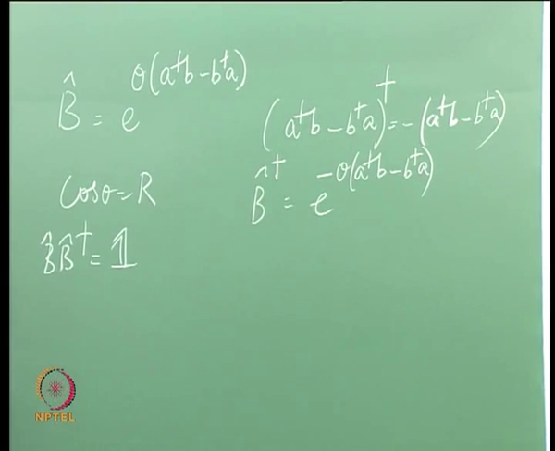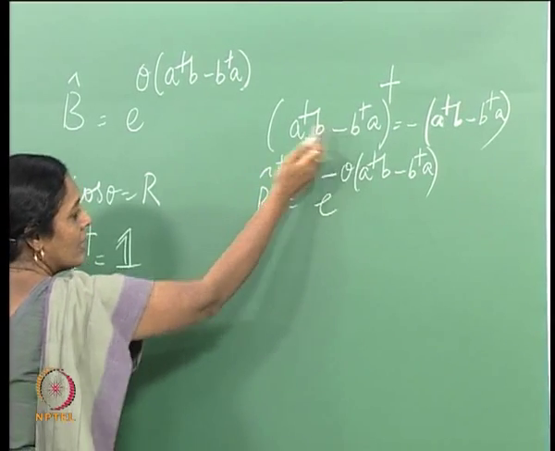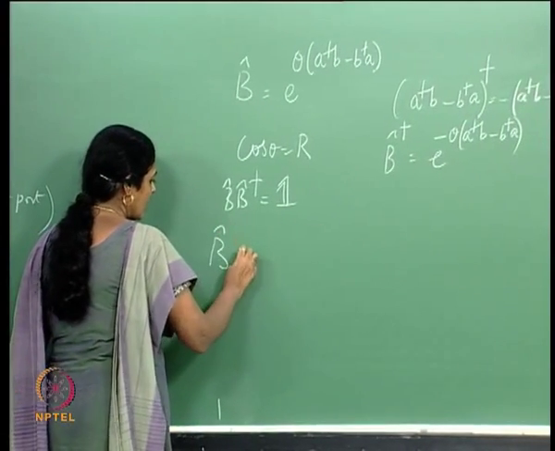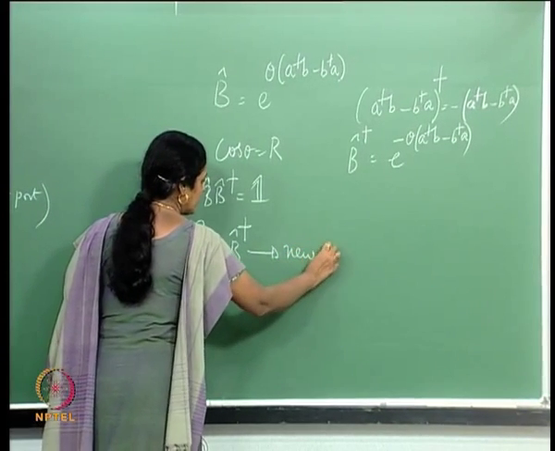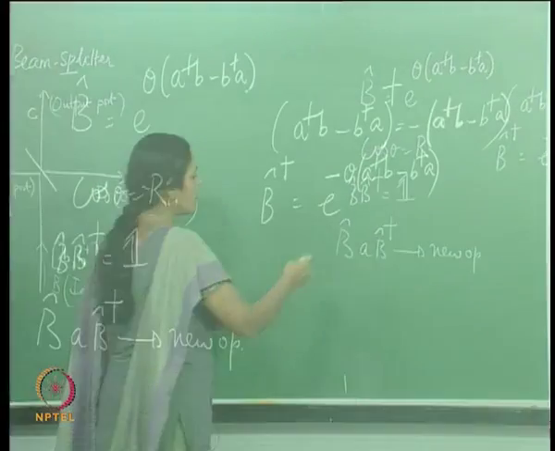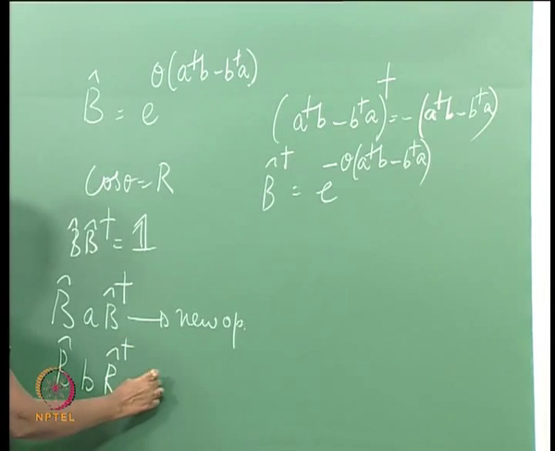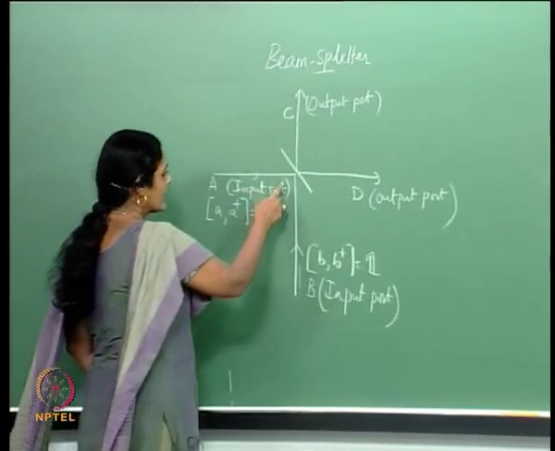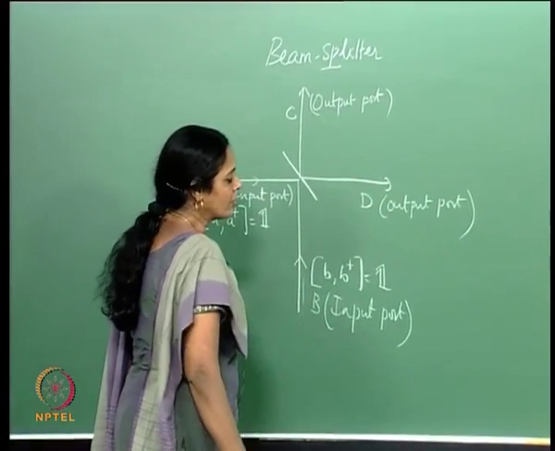What is the action of capital B on A, A dagger, little b and B dagger? Now, this we can find out easily because we know that unitary operators act in the following manner, taking it to a new operator. So, we can compute B A B dagger, capital B, little b, B dagger and so on. So, we first do that. I want to emphasize the fact that this theta has nothing to do with the geometry of the beam splitter in general. It has to do with the extent of partial reflection.